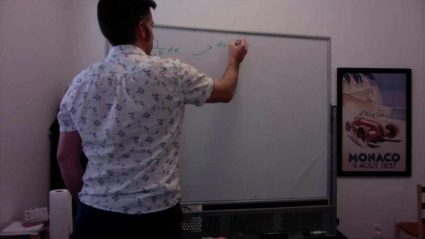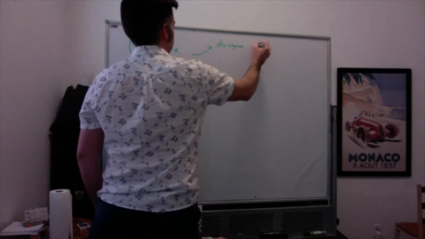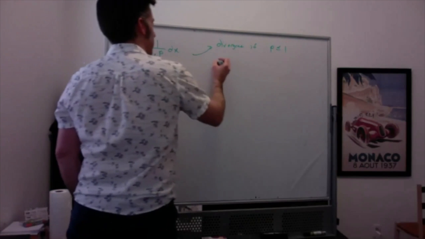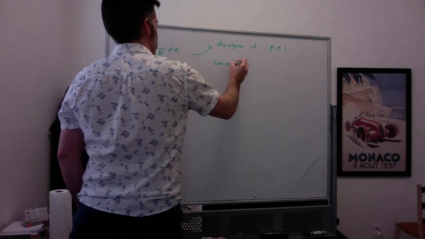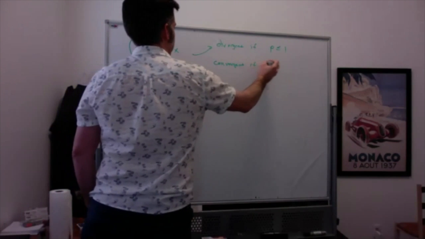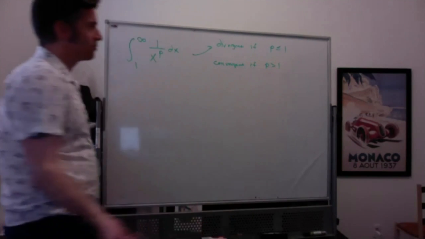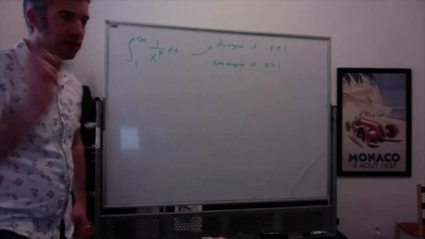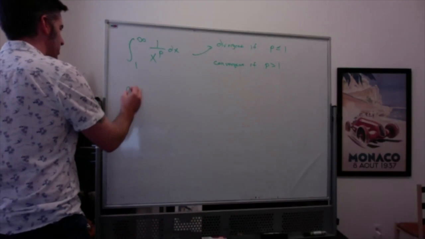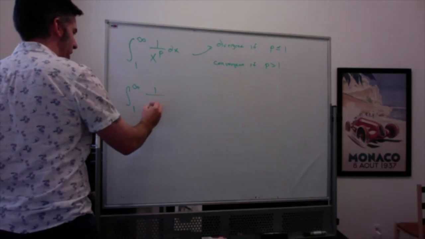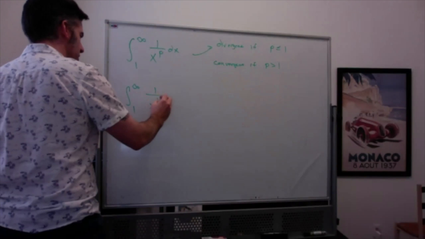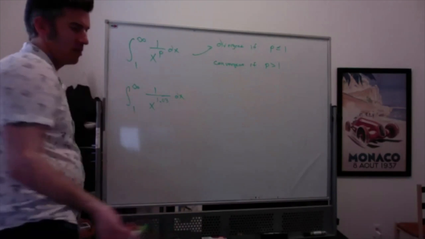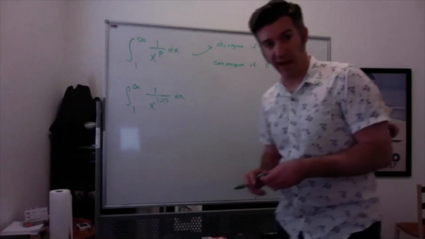But the p-test says the integral from 1 to infinity of 1 over x to the p, that's why it's called the p-test, is divergent if p is less than or equal to 1, and it's convergent if p is bigger than 1. Even if p is just a tiny bit bigger than 1, right? If you did like the integral from 1 to infinity of 1 over x to like 1.03, and that's not getting small very fast.